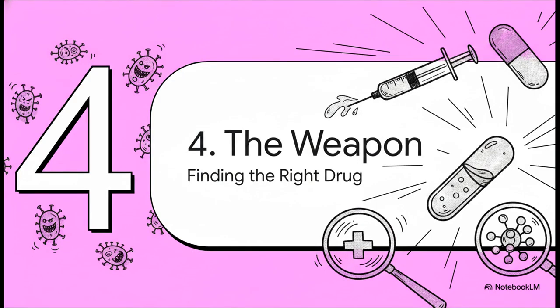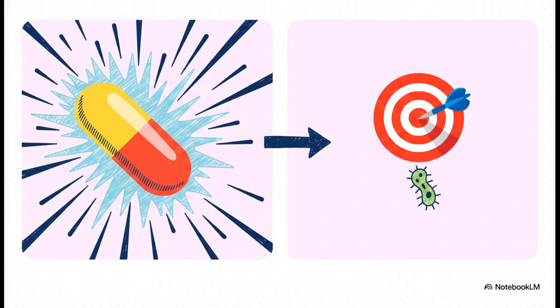All right, on to part 4. The weapon. Identifying the bug is huge, but it's really only half the battle. Now we actually have to find out what will kill it. This right here is the holy grail of the entire diagnostic algorithm. We are transitioning the patient from that initial broad-spectrum educated guess, the empirical therapy, straight into pathogen-directed therapy.